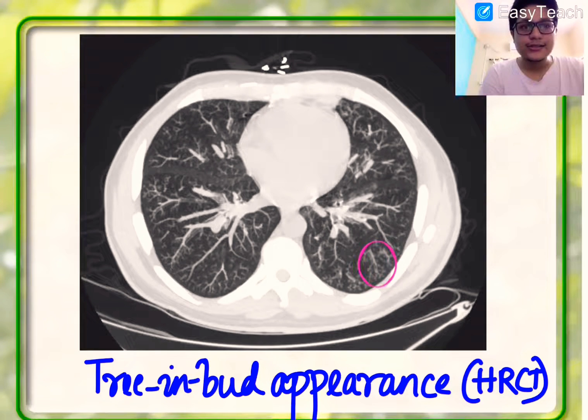And finally, this is an HRCT, that is a high resolution computerized tomography showing a tree in bud appearance. Tree in bud appearance is observed when there is bronchopneumonia like spread of the tuberculous bacilli throughout the lung. And you can see how it's like the tree branches are branching and budding. So this is a typical appearance known as the tree in bud appearance seen in HRCT chest in case of bronchopneumonia like spread of tuberculosis.